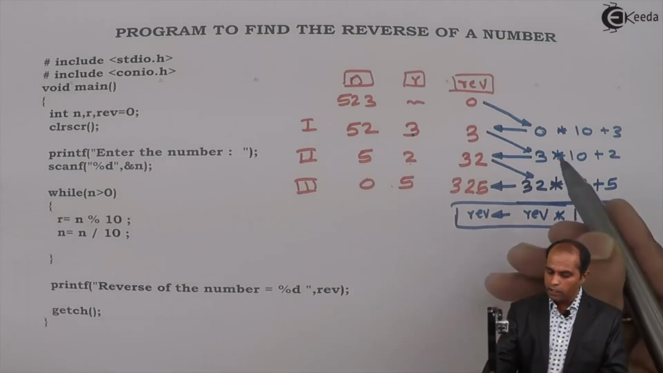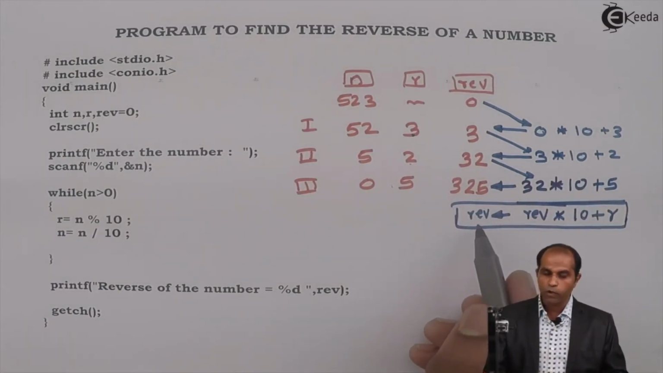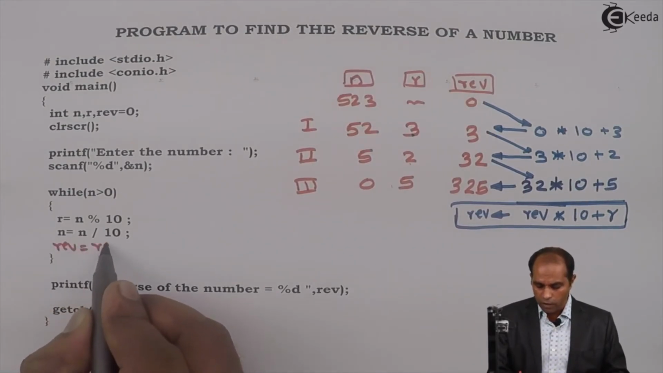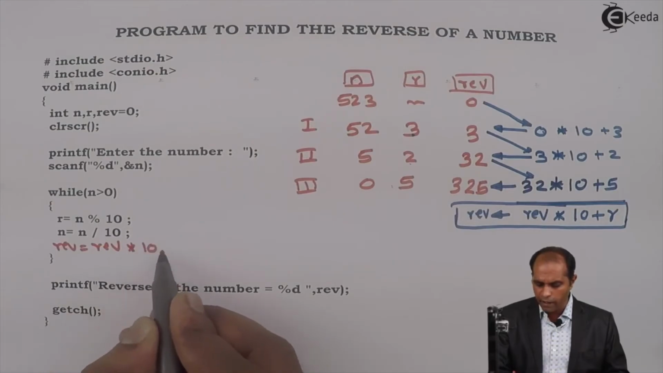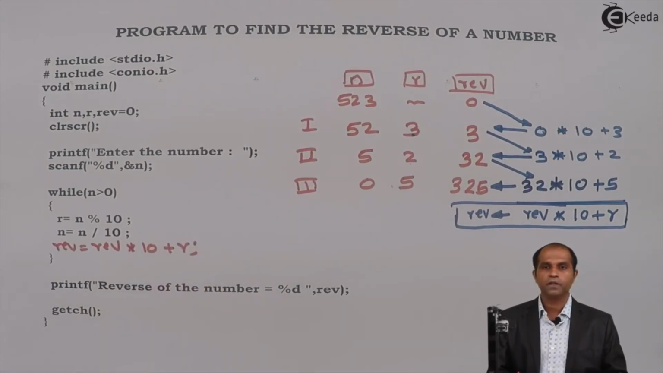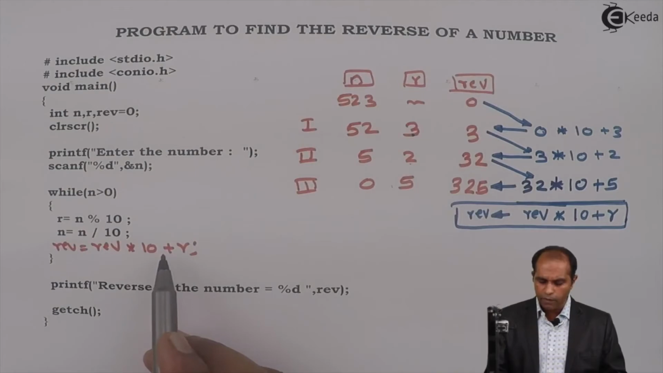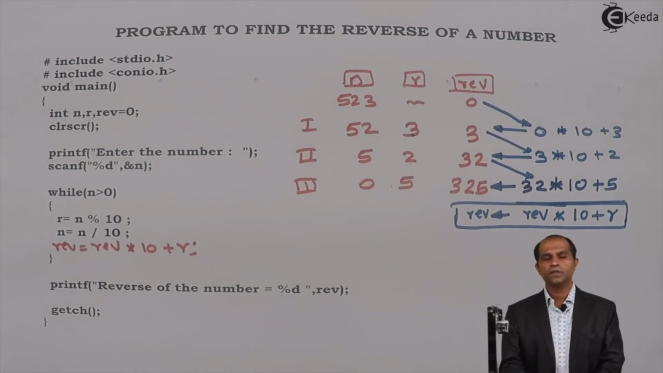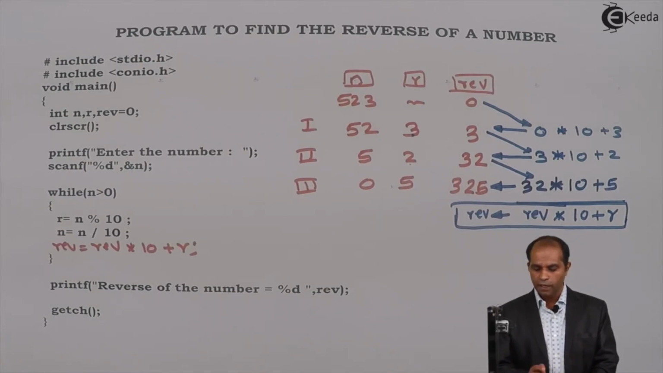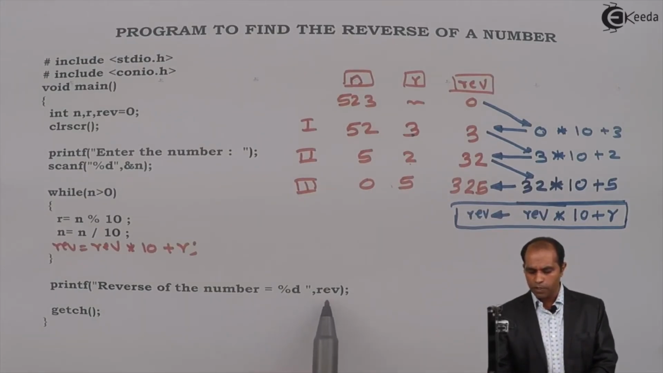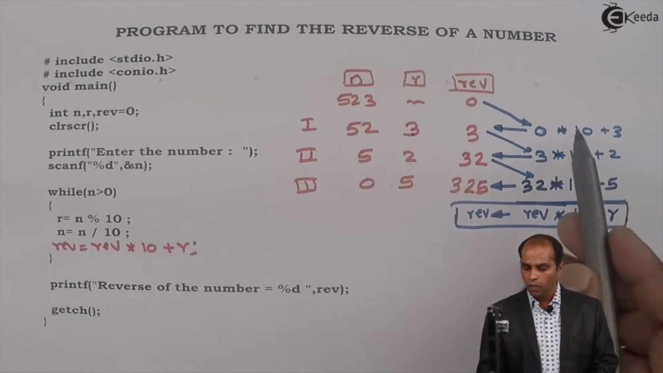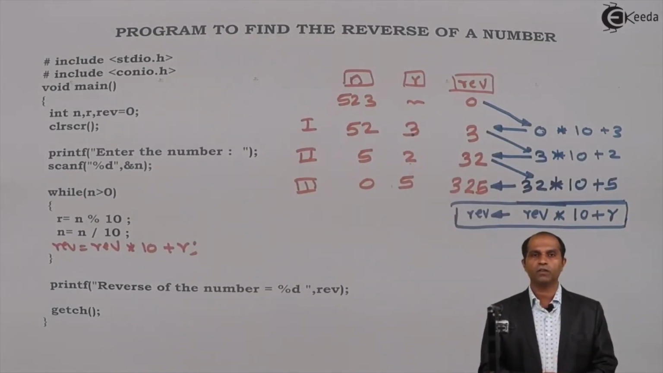So here, when the digits are extracted, just add one more expression, that your rev value is equal to rev asterisk 10 plus r in this case. The value of r gets added with this expression, rev asterisk 10, and the result is stored back to rev in this case. So rev equals rev asterisk 10 plus r, and I can say the reverse of the number is %d comma rev. So when you run this code, you will be able to get the reverse of any number which is inputted, where the memory variables will go with this particular logic.